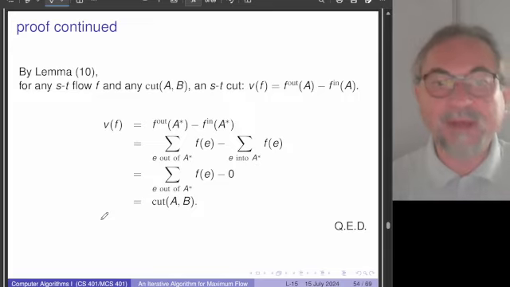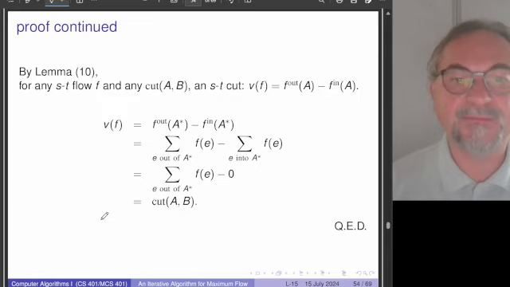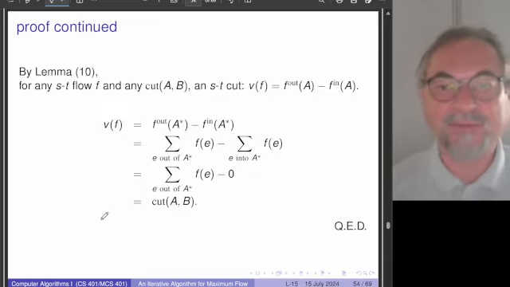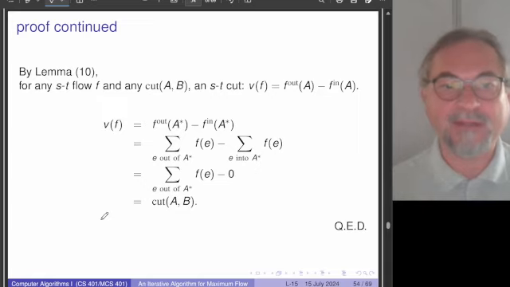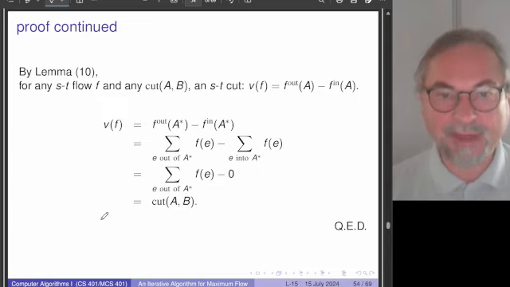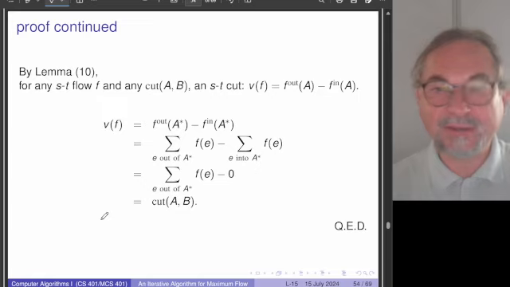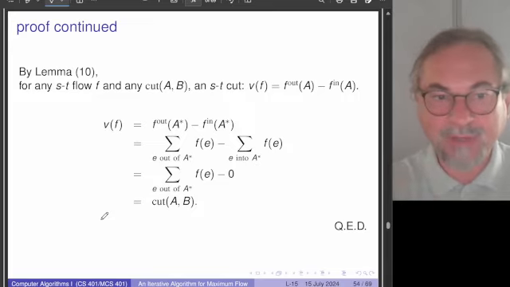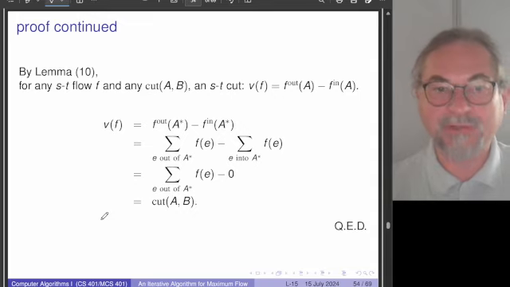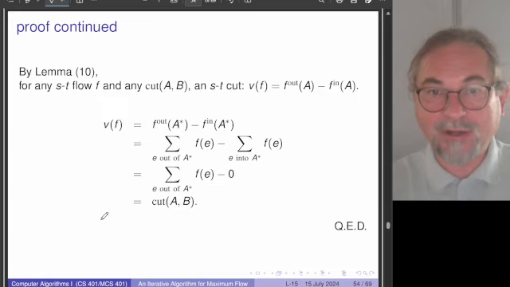Okay, then we have the lemma that said that for any cut, the value of the flow is the outgoing minus the incoming for the set A. Let's apply this now on this set A star. We have that for all the backward arrows, there cannot be any flow. Then actually, when the algorithm terminates and we have that partition, the value of the flow must equal the cut.